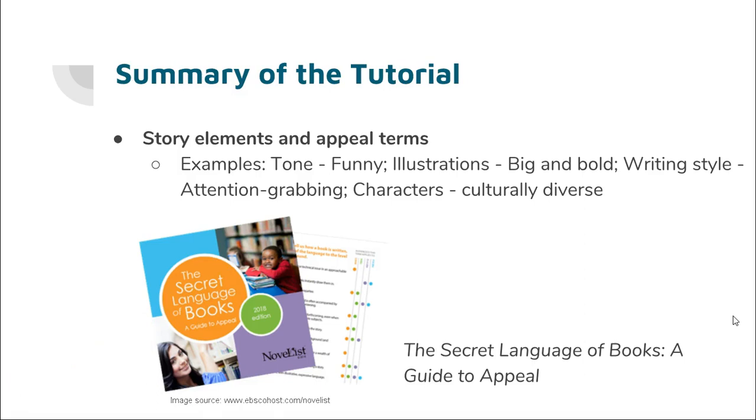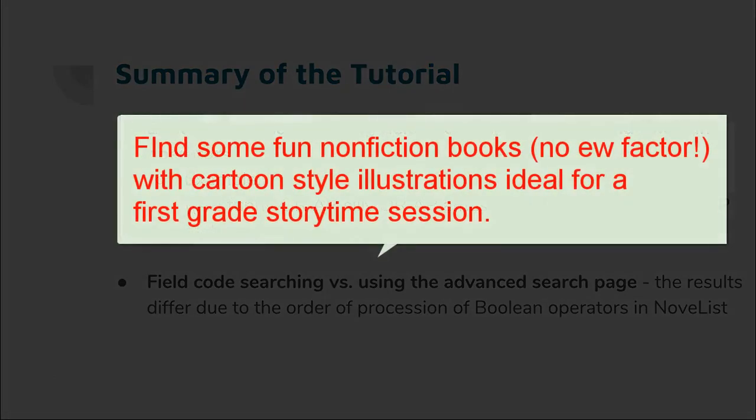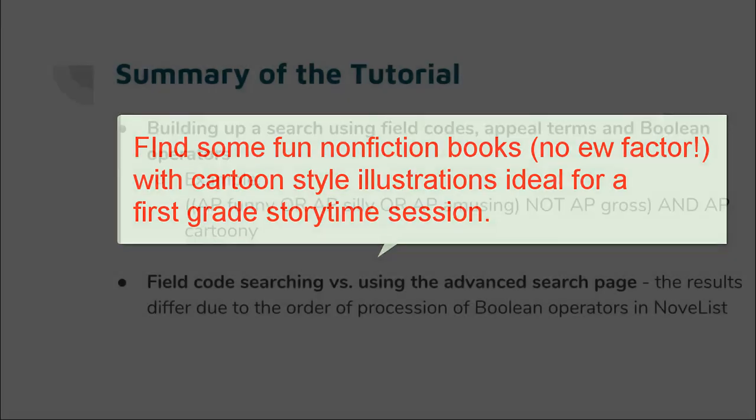The second part of the tutorial focused on the use of field code searching and of building up a search using field codes, appeal terms, and Boolean operators. I reviewed how to use the two-letter field codes in NoveList, how to identify relevant appeal terms, and then how to combine these using Boolean operators. We went from a search task, find some fun, non-fiction books, no ooh or gross factor, with cartoon-style illustrations, ideal for a first-grade storytime session.